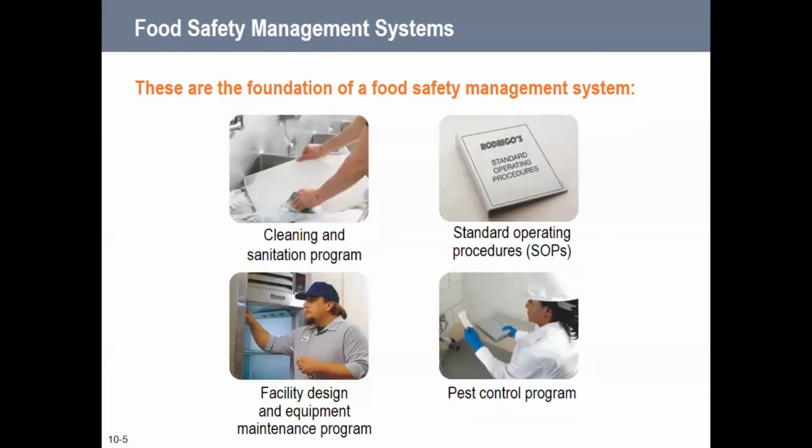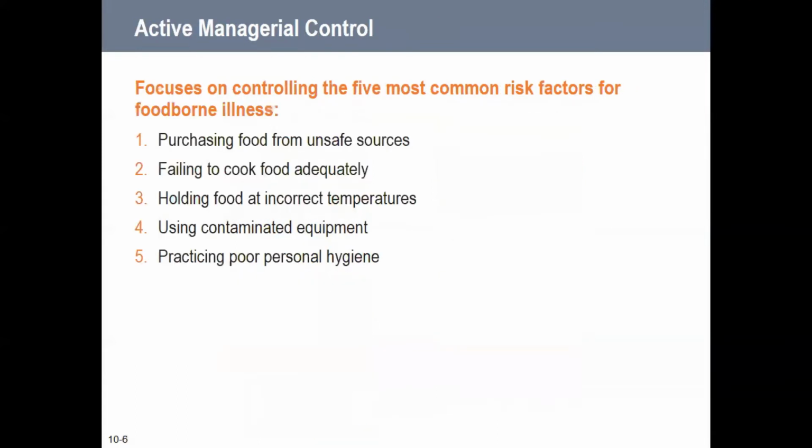We need to have a cleaning and sanitizing program. We need to, of course, have standard operating procedures. We'll get into that a lot more in the CA 211, which is the hospitality management class, but it is something that is part of this system. We need to have a facility design and equipment maintenance program, making sure our equipment is kept top notch. And we also need to have a pest control program. So these are different systems that need to be put in place for us to be able to work efficiently.